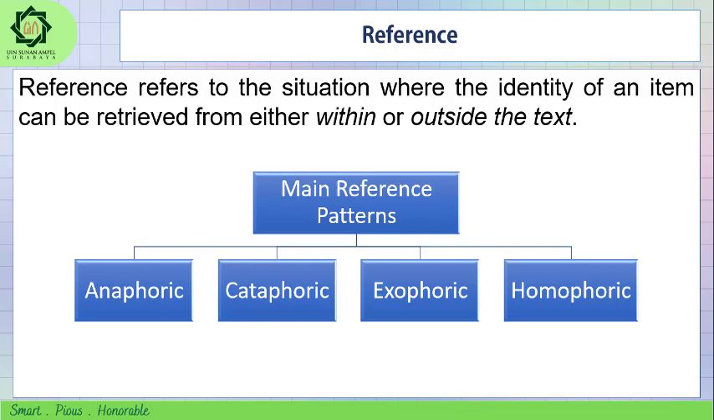The first one is the reference. Reference refers to the situation where the identity of an item can be retrieved from either within or outside the text. And then main reference patterns, there are 4 of them, which are anaphoric, cataphoric, exophoric, and homophoric.